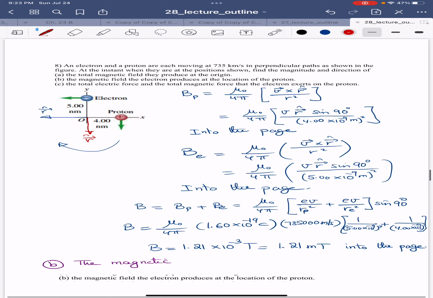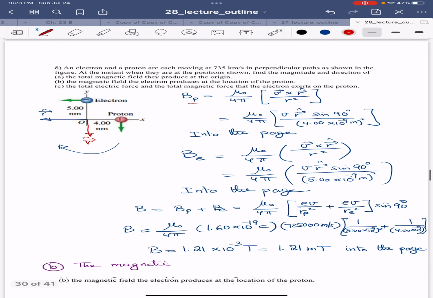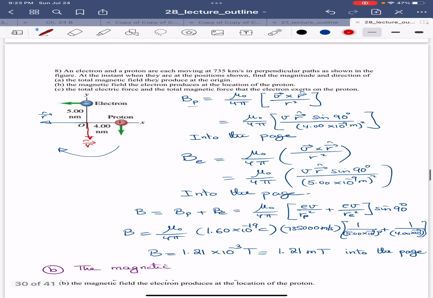First, of course, again, the magnetic field of the proton is mu 0 over 4 pi q v times unit vector r divided by r squared. And here we replace the cross product by v times r, which is here 1, times sine 90.